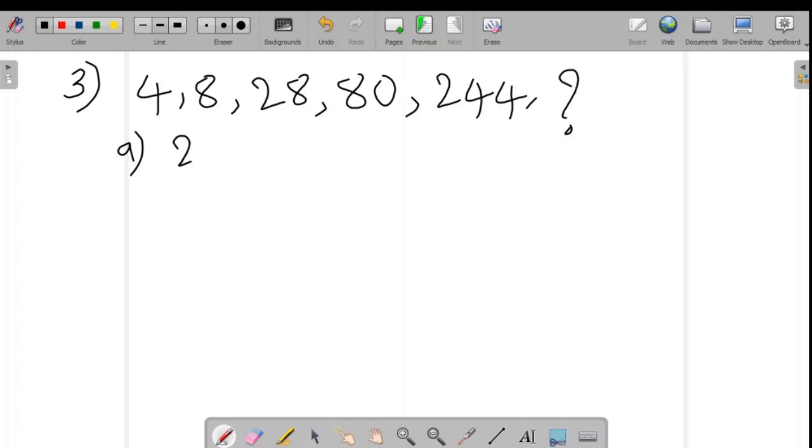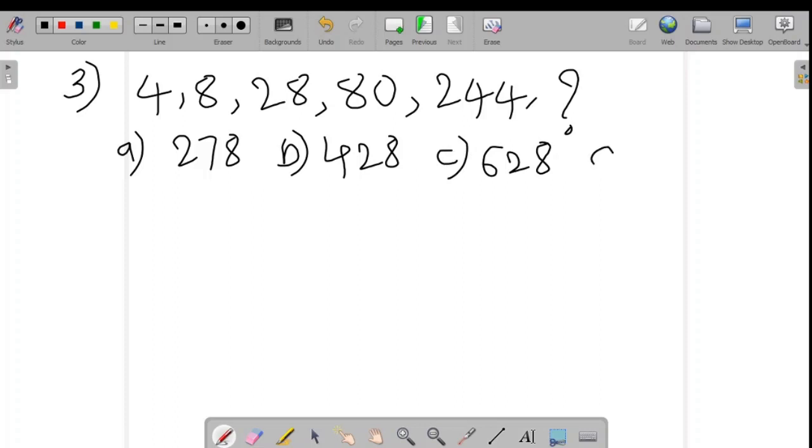Options are A) 278, B) 428, C) 628, D) 728.